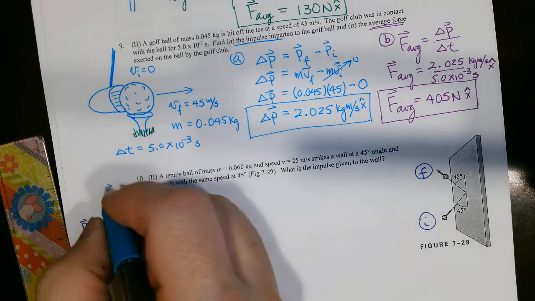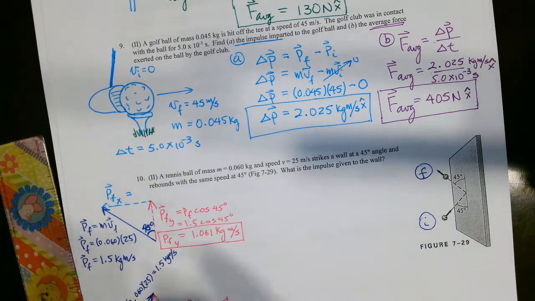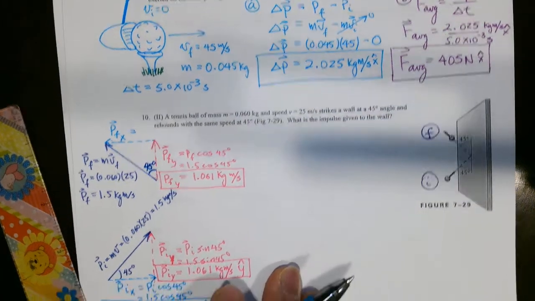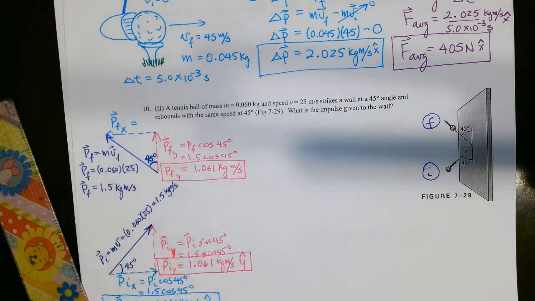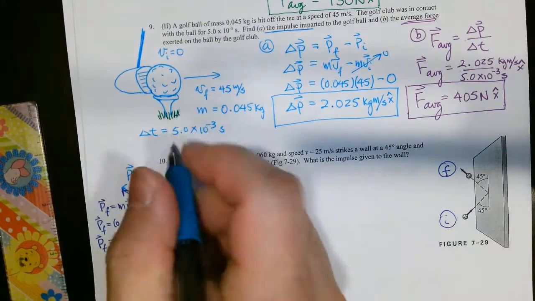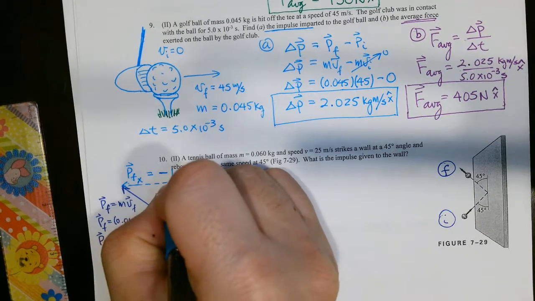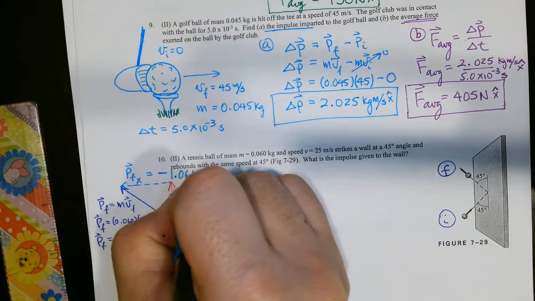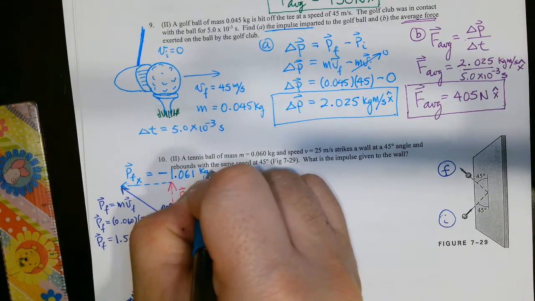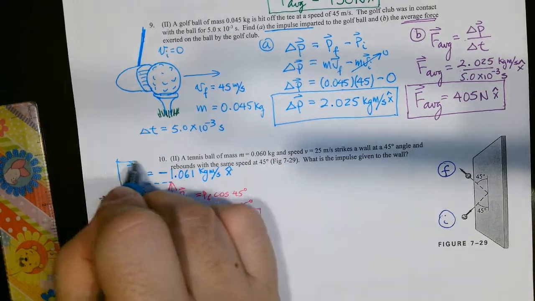My Pfx, however, is in the negative x direction. And you know it's going to be the same value as this, but in the negative direction. So I'm just going to write down negative 1.061 kilograms meters per second x hat. So that's my Pfx.